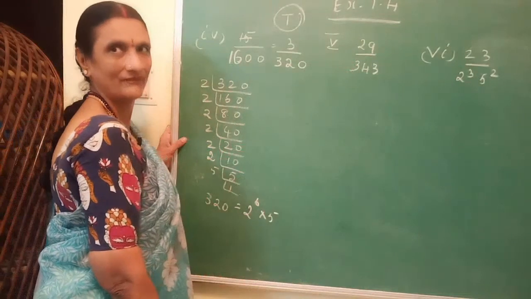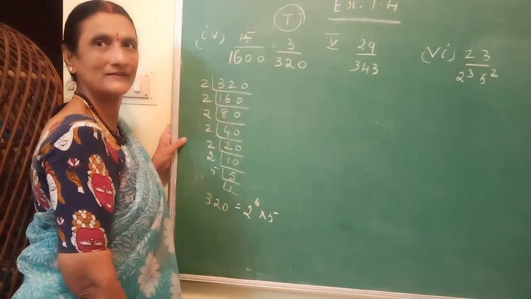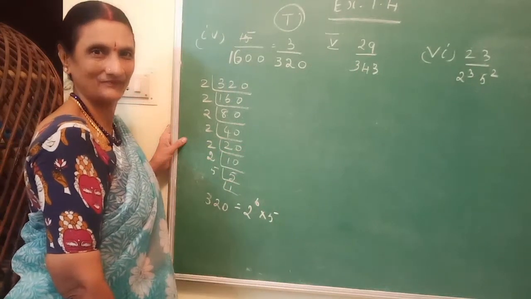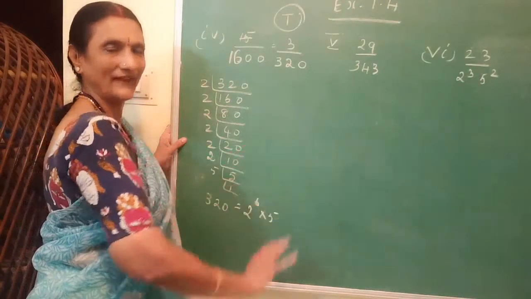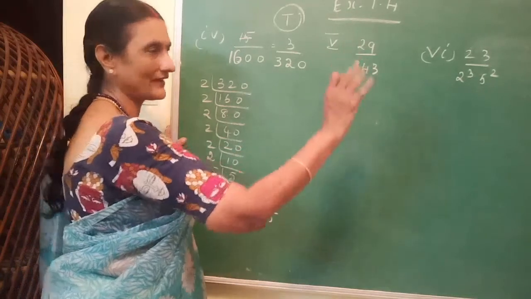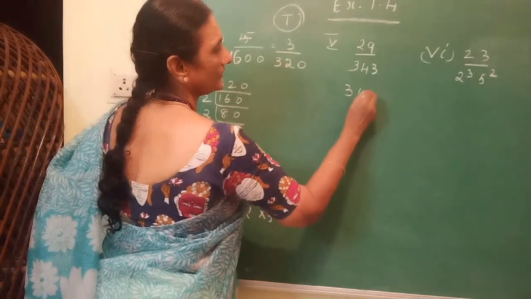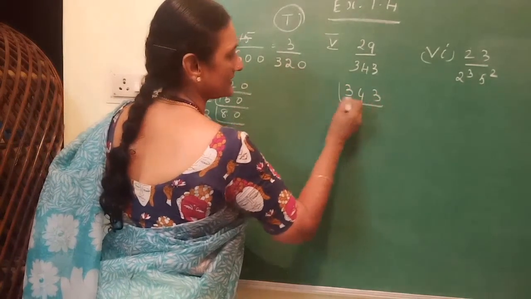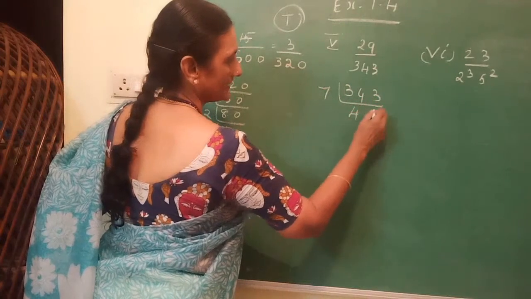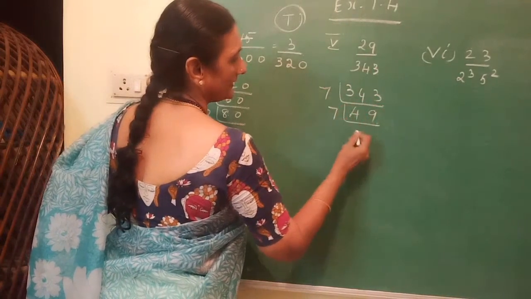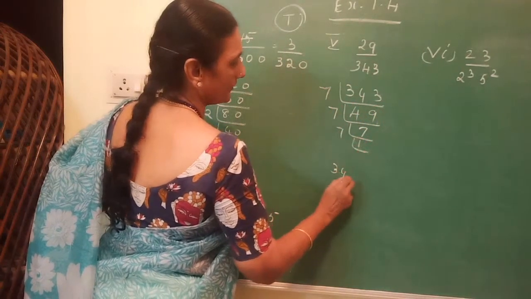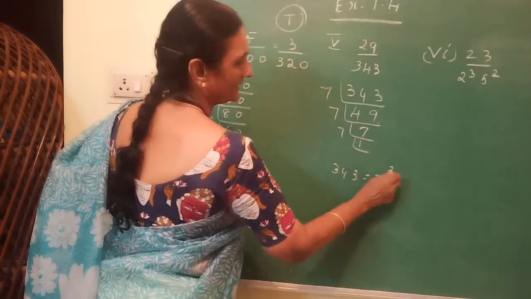Fifth sum. Fifth sum, what happens? Here the denominator is 343. There are no common factors for both the numerator and the denominator. Therefore, carry on as it is. So 343, if you factorize, this is 7 times, you will get 49, and then 7. So 343 is equal to 7 power 3.